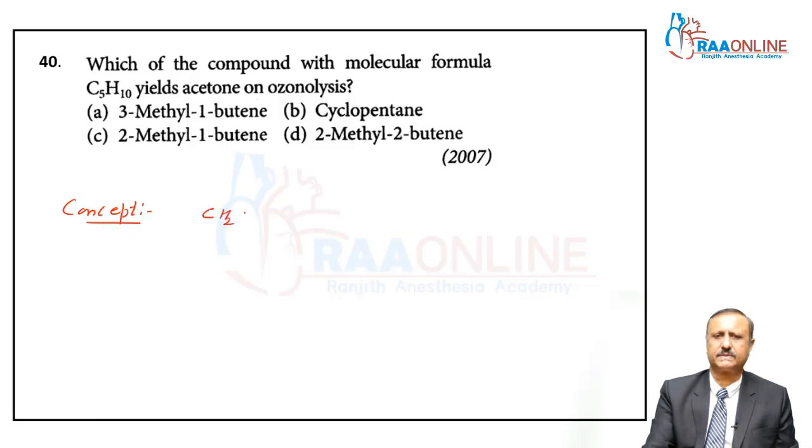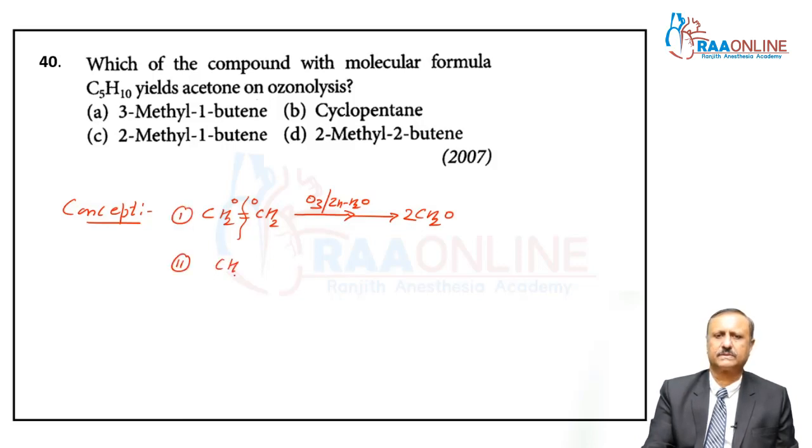When alkenes are present and these undergo ozonolysis with ozone and then zinc and water, this double bond is broken to form aldehydes, 2 molecules of formaldehyde. This is our first reaction.